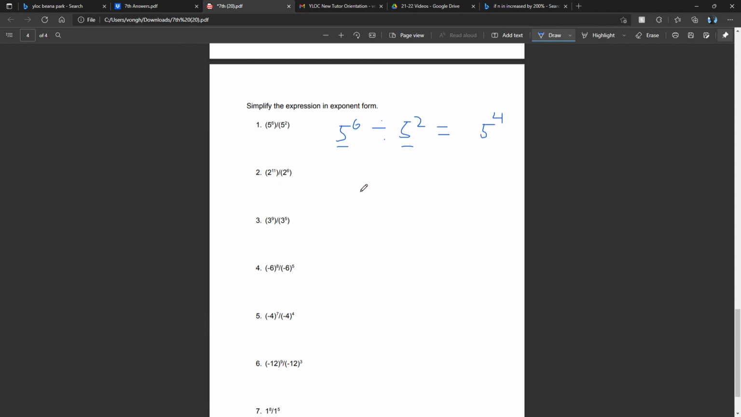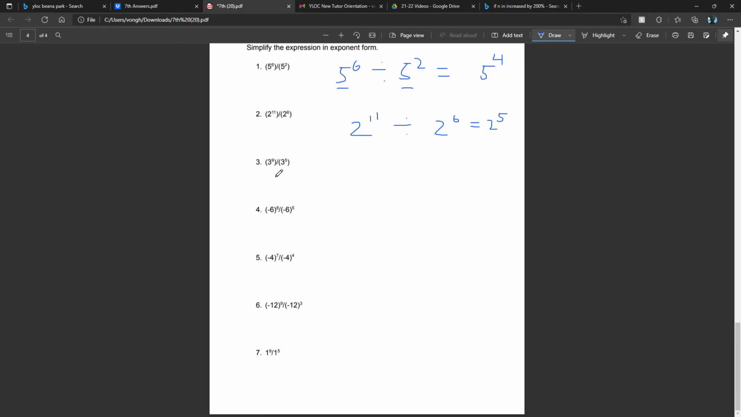Same thing for number 2. You have 2 to the 11th divided by 2 to the 6th. Same base, so 11 minus 6, that equals 2 to the 5th. Same thing for here. 3 to the 9th divided by 3 to the 5th. 9 minus 5 equals 3 to the 4th.